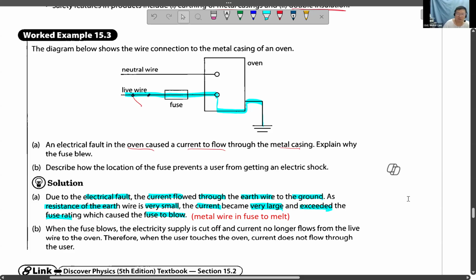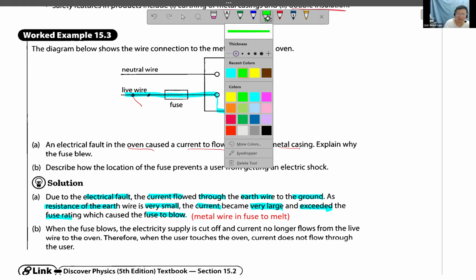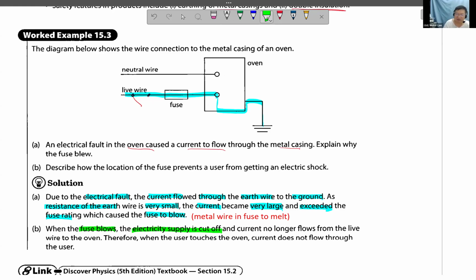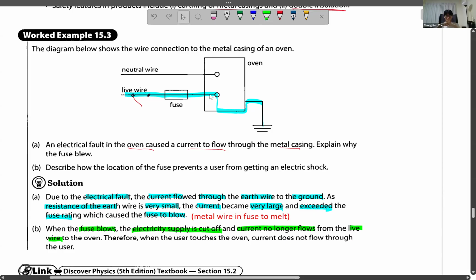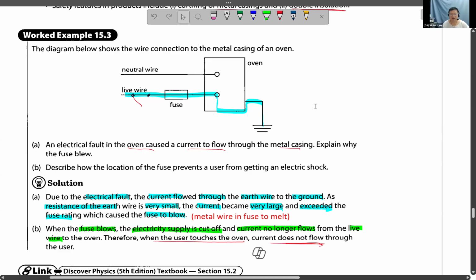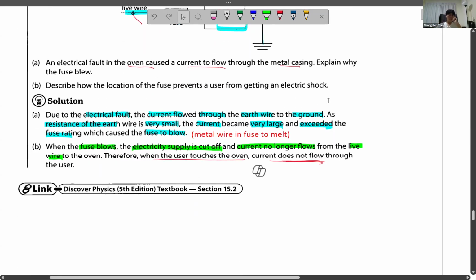Okay? So describe how the location of the fuse prevents the user from getting electric shock. The fuse is located here. So what happens is that when the fuse blows, the electric supply is cut off and the current no longer flows from the live to the oven. So even when the person touches the oven, the current does not flow. Are you with me? It's really cut off already.